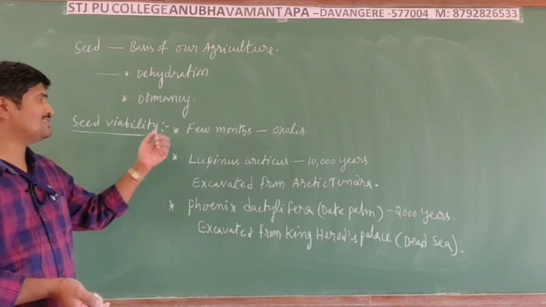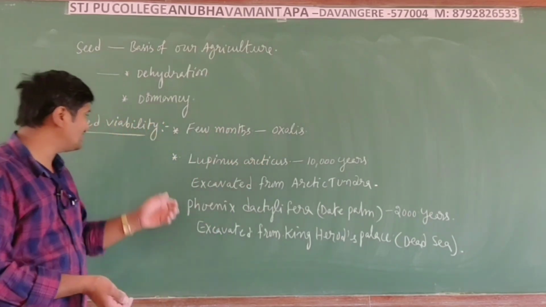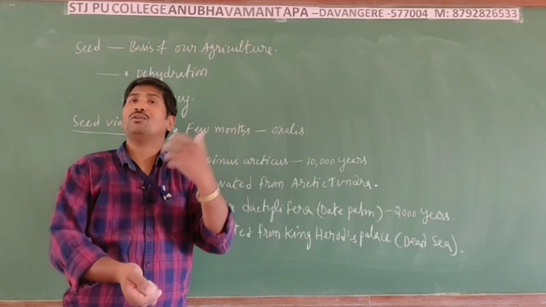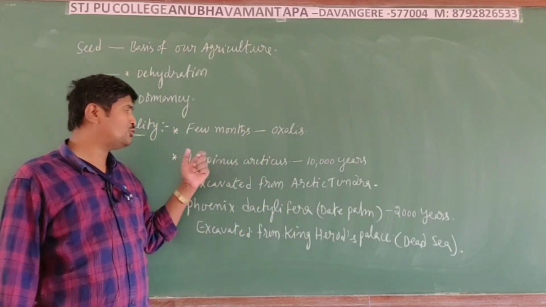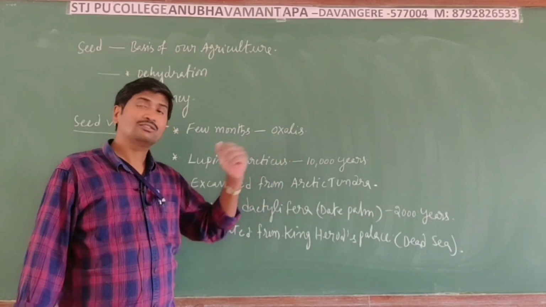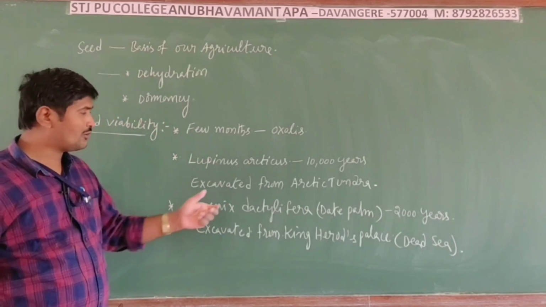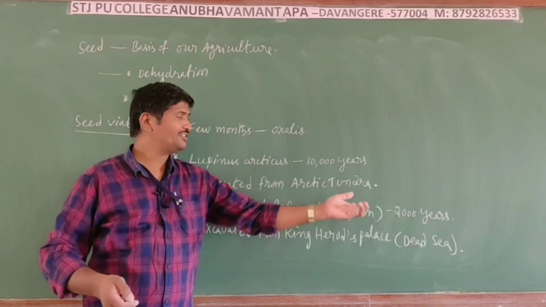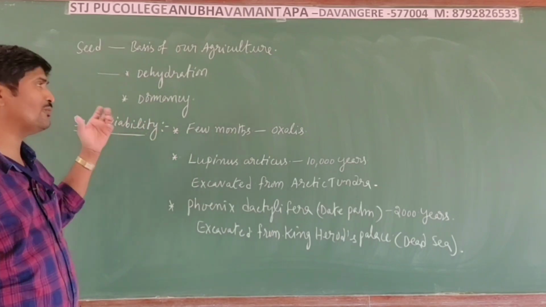In some plants the seed viability is a few months, that is known as the oxalis. In some plants the viability is a number of years, that is thousands of years. The best example is Lupinus arcticus, 10,000 years oldest viability, and the Phoenix dactylifera, that is date palm, the seed viability is 2000 years. So this is the example for the seed viability.